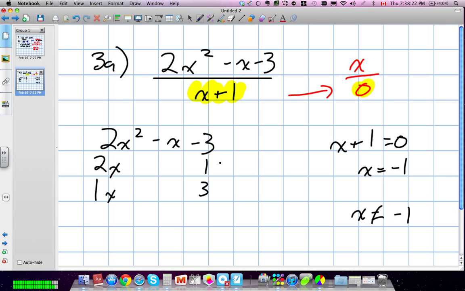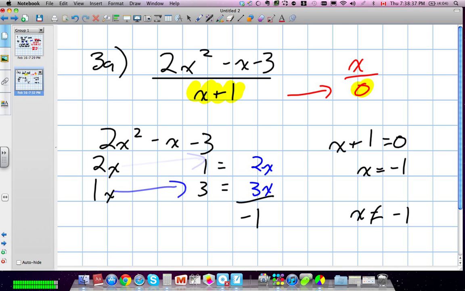Good. So let's see if we can do this. 2x times 1, 1x times 3 gives us 2x and 3x. Will this work? Yes, if 3 is negative. Perfect. So let's put this up. 2x and 3x. We add them together. If 3 is negative, it will work. So that means this 3 would have to be negative.